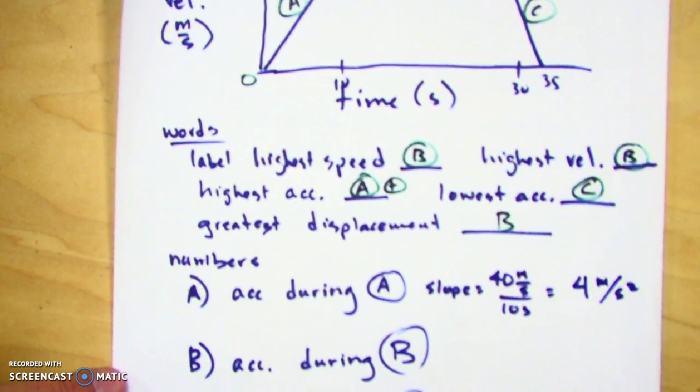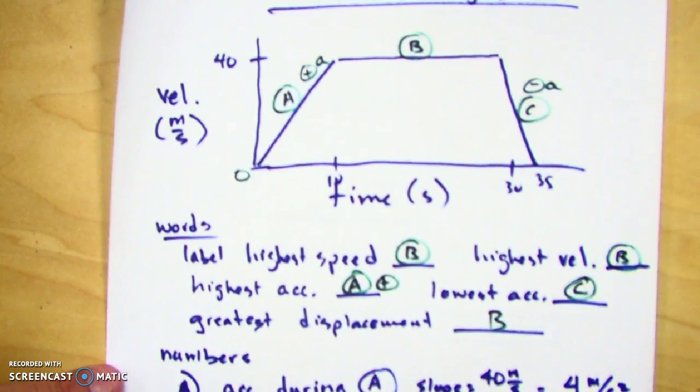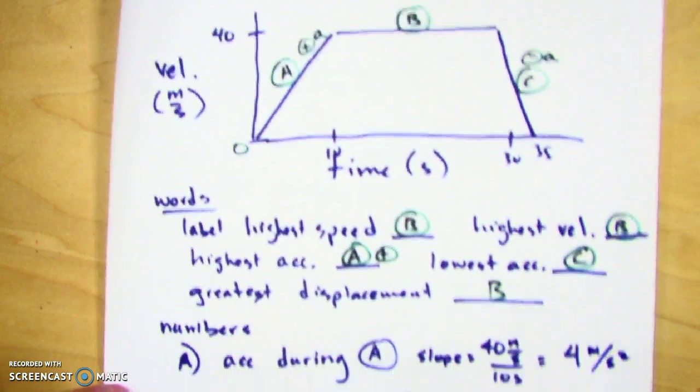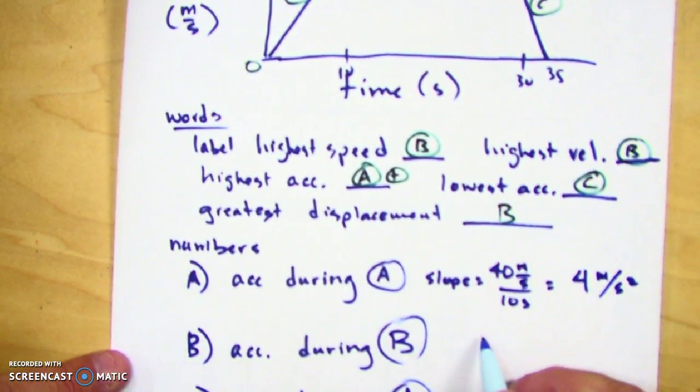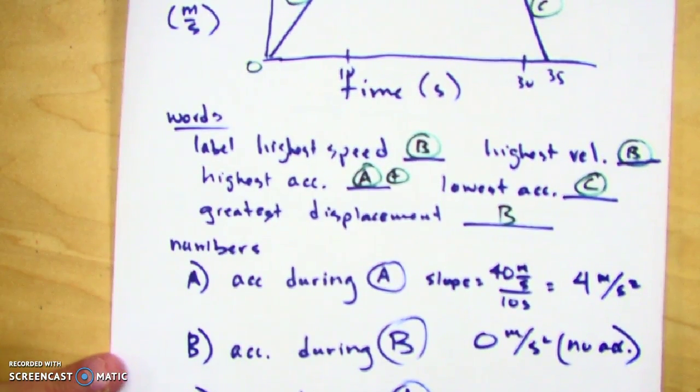Now, the acceleration during interval B, let me slide it down so you can look at it again. It's rise over run, and it's not rising. So therefore the slope is equal to 0. In other words, there's no acceleration. And that's what it's showing.